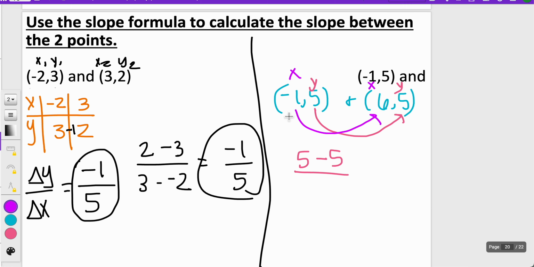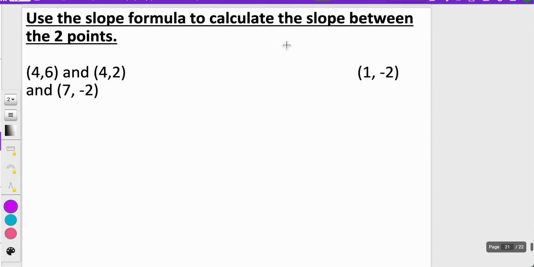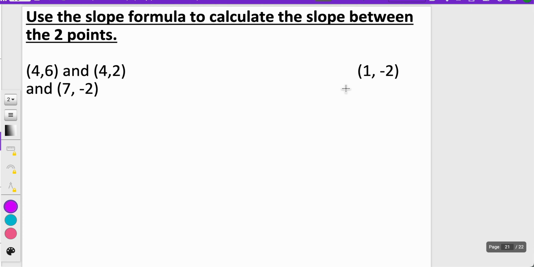So here's my x's. So that's -1 minus 6. Notice how I did follow the leader, copycat, okay? 5 minus 5 is 0, and -1 minus -6 is -7. So this slope is equal to 0, okay? That means if we plotted these points on my coordinate plane, I would notice a flat left to right line, or horizontal line. I want you to pick the method that you think would work best for you here.